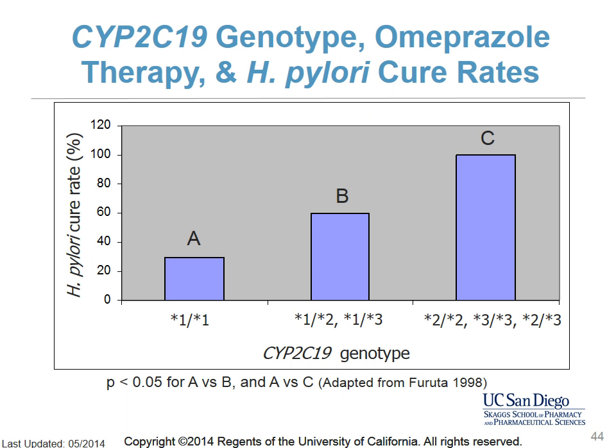The subjects in this study were patients with H. pylori positive peptic ulcer disease. On the y-axis of this graph is the H. pylori cure rate. On the x-axis are the genotypes of study subjects. The data indicate that H. pylori cure rates are a function of CYP2C19 genotype. Patients with the CYP2C19 *2*2, *3*3, and *2*3 genotypes had a 100% cure rate. Patients with the CYP2C19 *1*1 genotype had a lower cure rate of 30%.